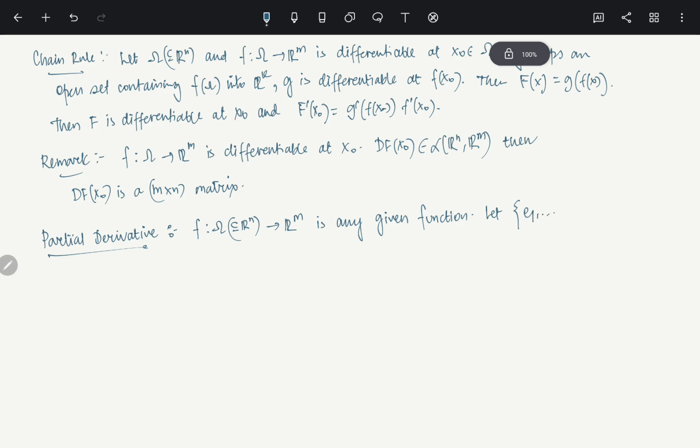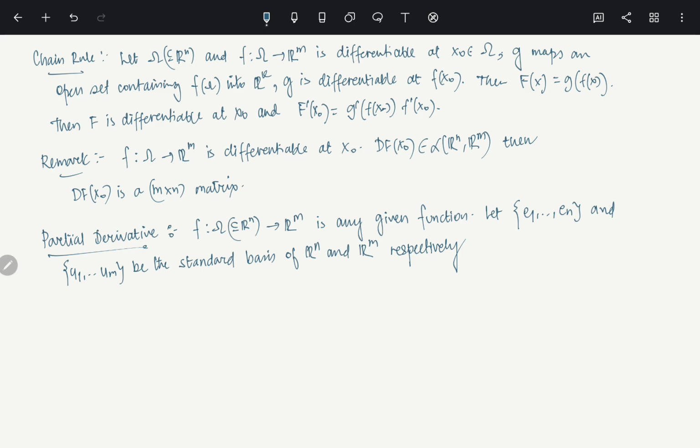So let e_1, e_2, ..., e_n and u_1, ..., u_m be the standard basis of R^n and R^m respectively. Now for any point x in Omega, f(x) will look like this. It will look like the summation i equals 1 to m of f_i(x) u_i, because f(x) is an element of R^m, so there we will have m components. And this x is in Omega. Clear? So for any x in Omega, f(x) will look like this.